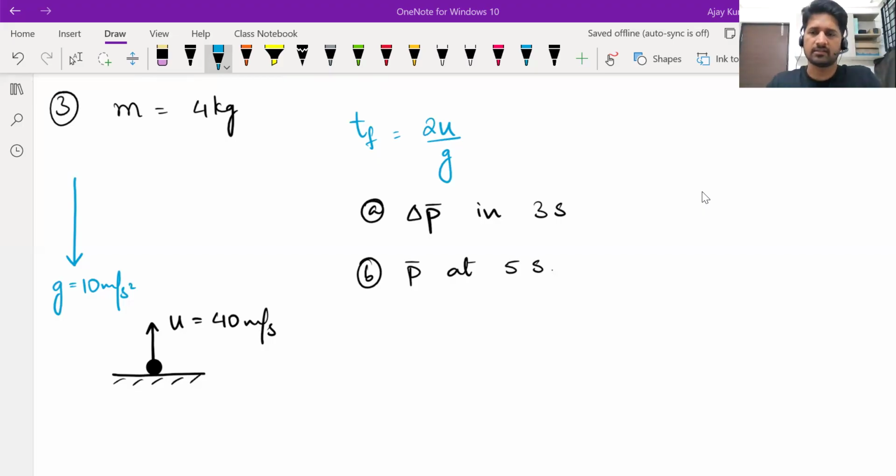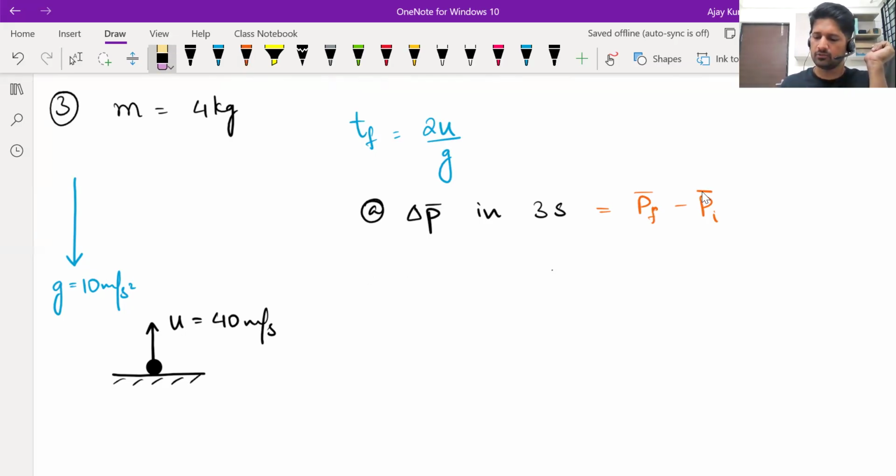Okay. Any answer? Minus 120 J cap. Okay, first part you are saying is minus 120 J cap. Fine. How did you calculate that? Sir, I calculated velocity at 3 seconds. Okay, good. Mass is known, initial velocity is known. All we need is final velocity so that we can tell final momentum minus initial momentum. So you'll have to calculate velocity at 3 seconds. Which equation did you use for that?